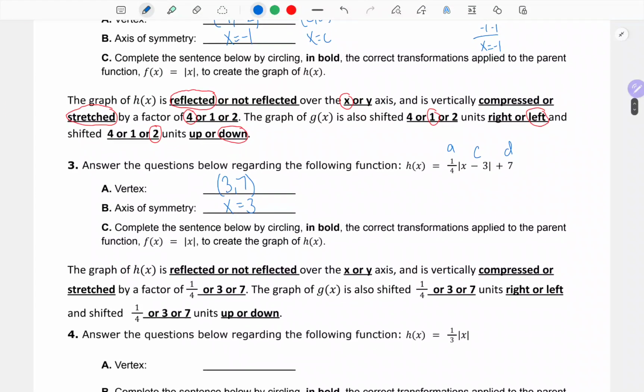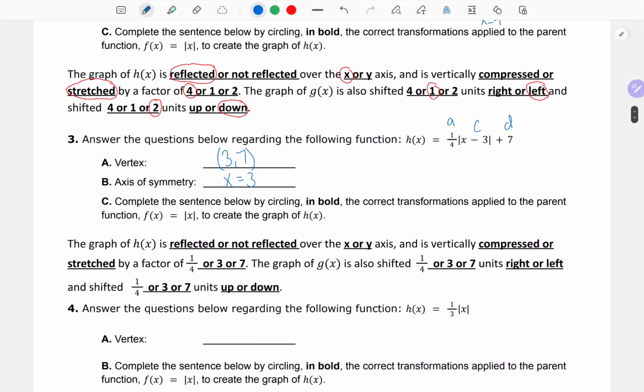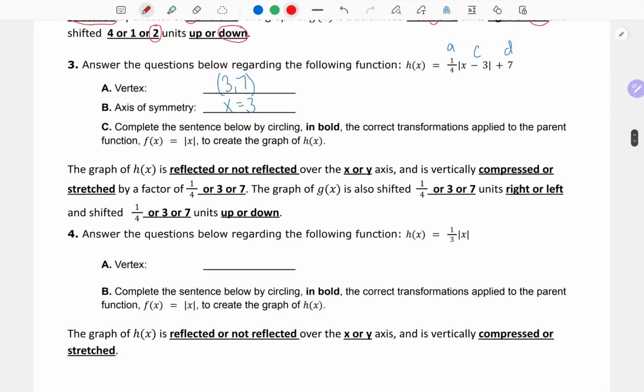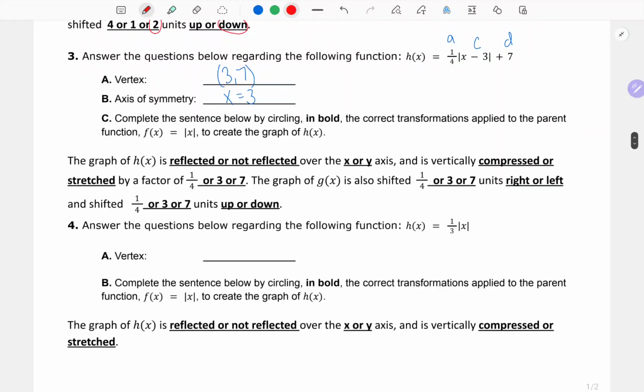Complete the sentence below by circling in bold the correct transformations applied to the parent function. F of x equals the absolute value of x to create the graph of h of x. Okay, so again, we're doing the same thing here. So we're looking at h of x. There is no negative for a. So it's not reflected over the x or y axis, and it doesn't matter. I'm not going to pick one of those because it's not reflected. This a is 1/4. That is less than 1. So that is compressed by a factor of 1/4.